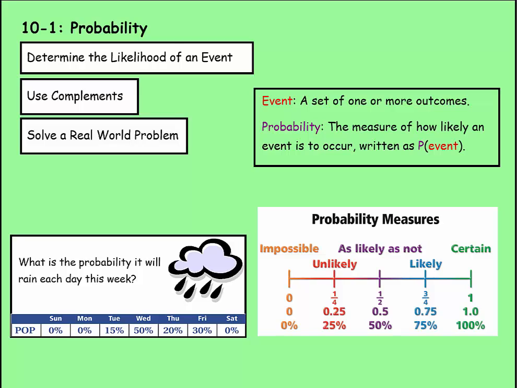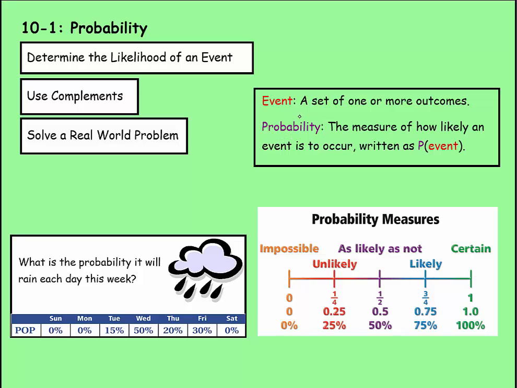We're on lesson 1 of chapter 10, which is probability. First, we're going to determine the likelihood of an event. Then we're going to use complements. Then we'll solve a real-world problem. The first two vocab words of our chapter to focus on will be event and probability.